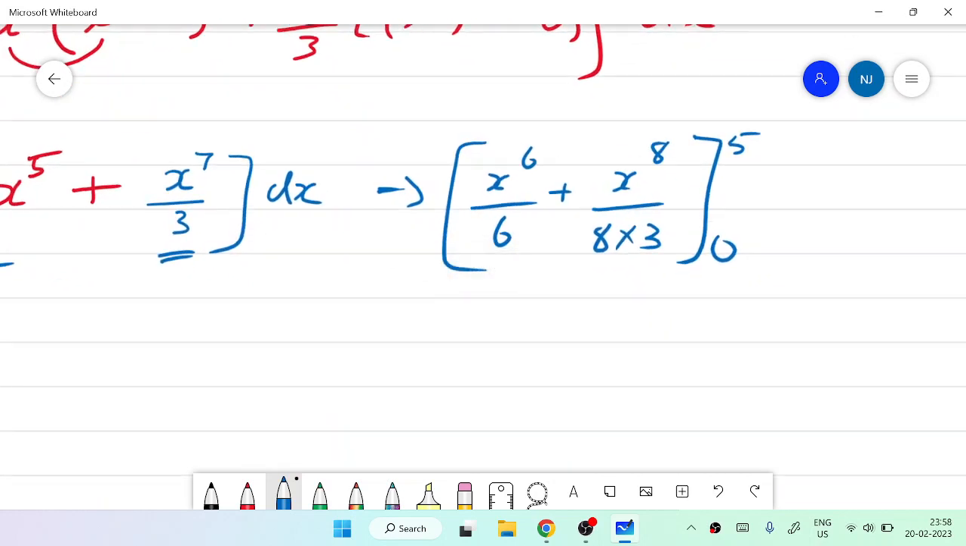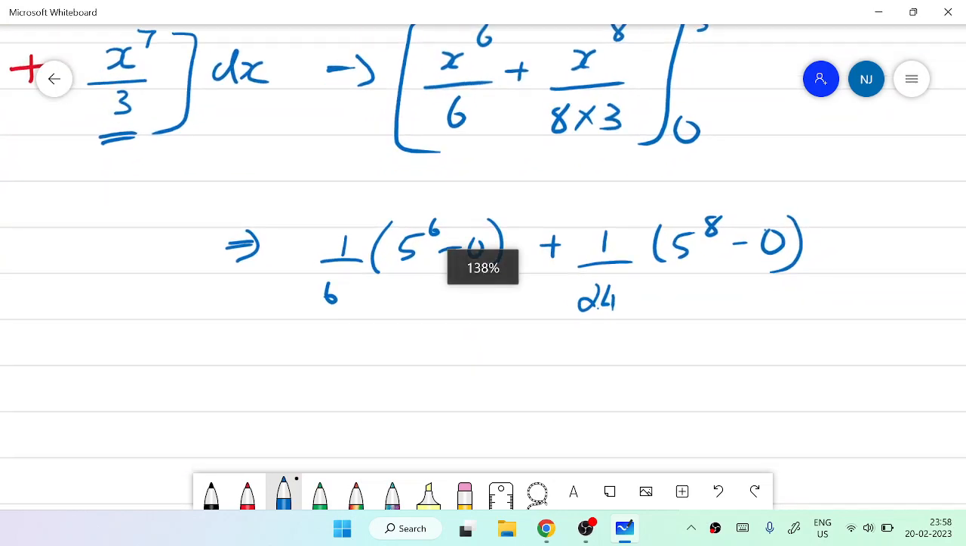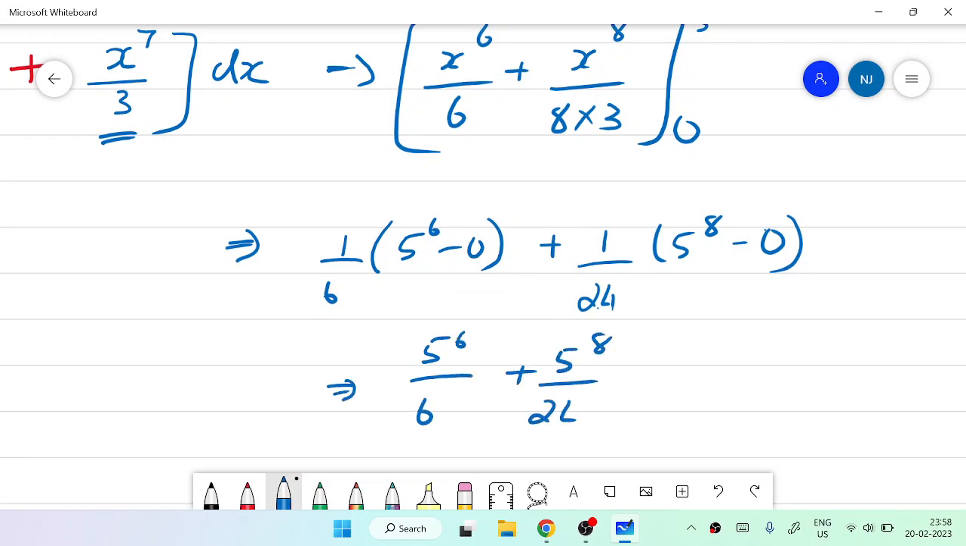Then you have to take upper limit minus lower limit, right? So it's 1 by 6 into upper limit, which is 5 power 6, minus 0, plus 1 by 8 into 3, which is 24, into 5 power 8 minus 0 will come. So the next step will be 5 power 6 divided by 6 plus 5 power 8 divided by 24.